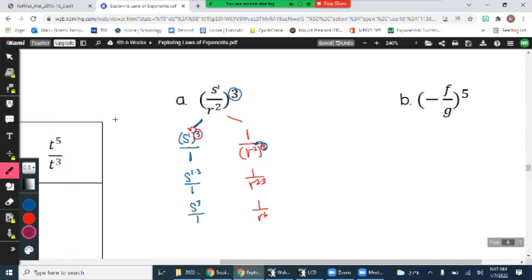Now that I'm ready to put it back together again, I'm going to start with my fraction bar. S cubed is at the top, r to the power of 6 at the bottom.